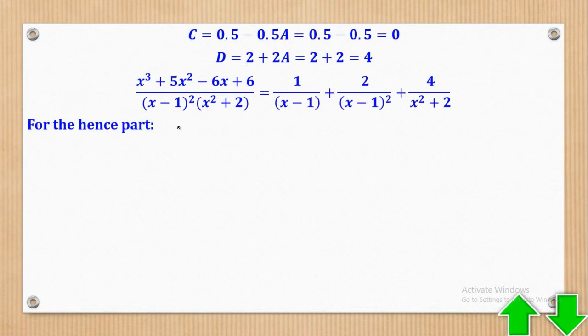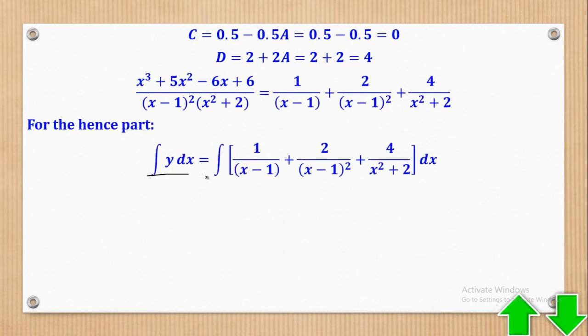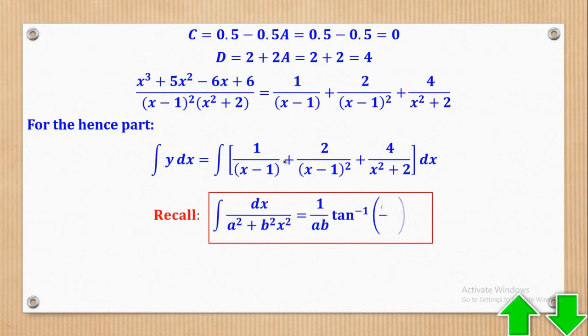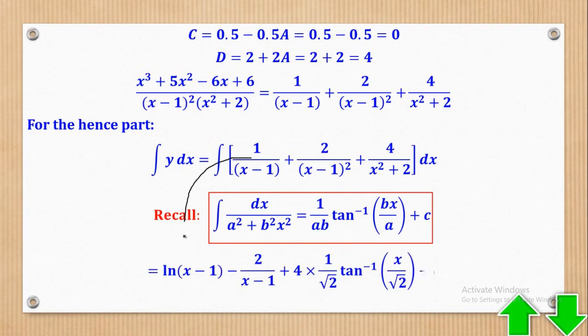Now for the hence part, we have to also integrate and also differentiate. So integrating this is the same as that. You need to recall something, that this integral is somewhat similar to this one, and is equal to 1 over ab arctan that. So when you remember that, we shall come up with this value. This one is easier, it is ln that. This one is also easier, it is negative that.